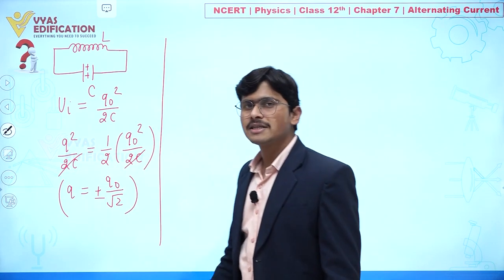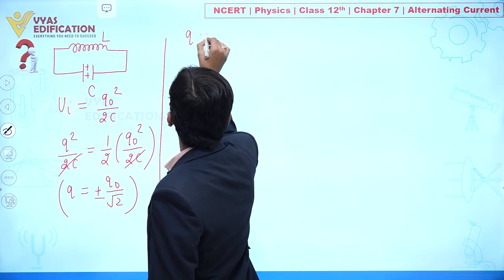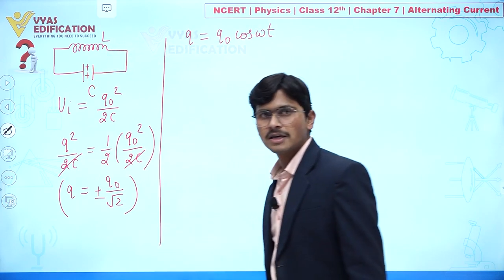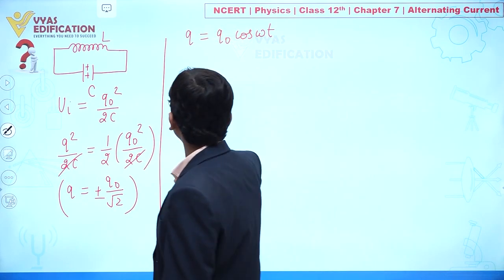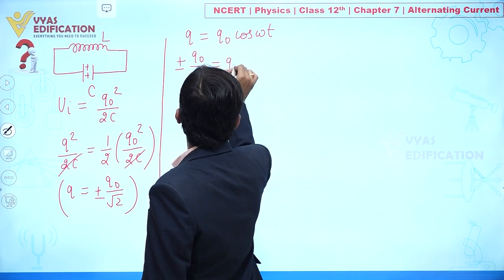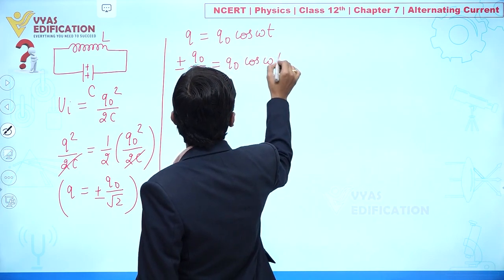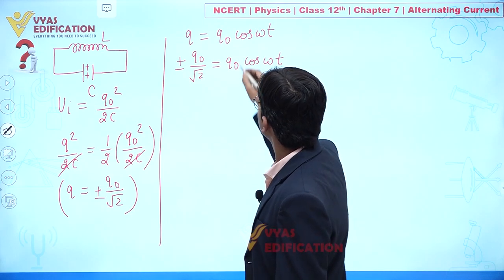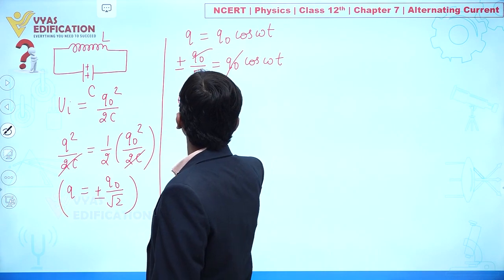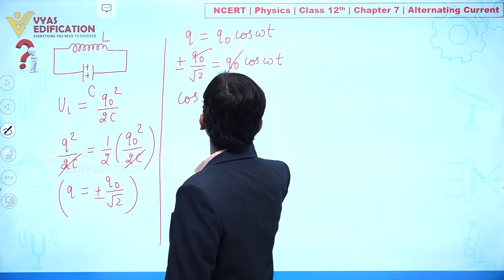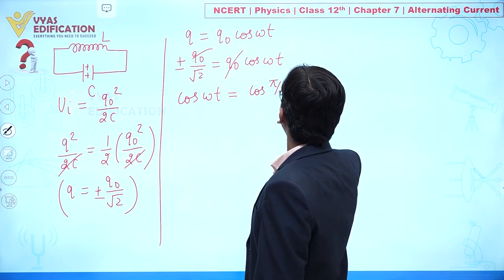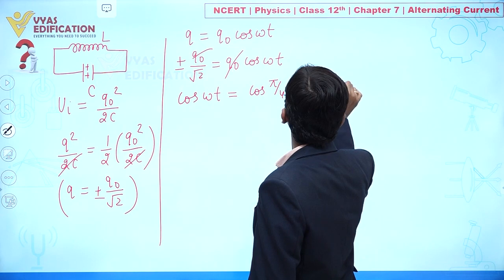Now we can write Q as Q naught cos of omega t. So if I write the value of Q, this is equal to plus minus Q naught by root 2, and this is given by Q naught cos of omega t. So here Q naught and Q naught cancel out. So we can write cos of omega t equals either cos pi by 4 or cos 3 pi by 4.